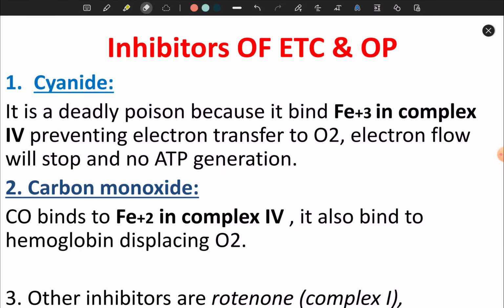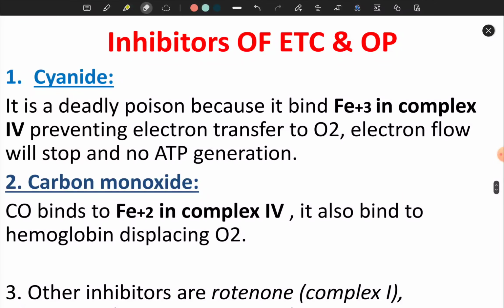Carbon monoxide binds to Fe in a +2 state in complex form. It also binds to hemoglobin, displacing the oxygen. Imagine hemoglobin in the Fe+2 state delivering oxygen. So carbon monoxide also binds to hemoglobin. In addition, it also binds to Fe+2 in complex form. And cyanide binds Fe+3. Okay, very good.